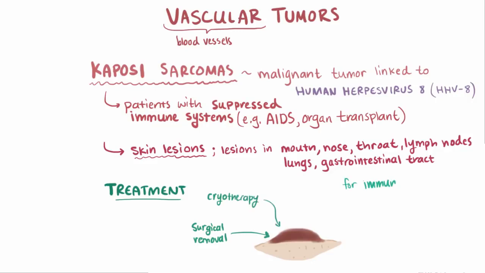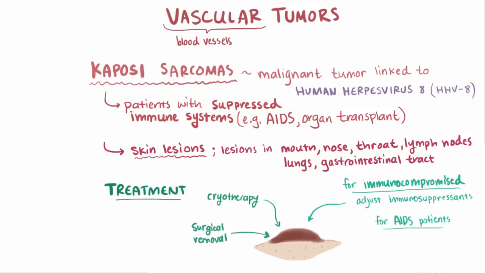But treating the disease in immunocompromised patients is a little more difficult. If someone's immune system is compromised because of drugs like corticosteroids, it might be necessary to adjust immunosuppressants and allow the immune system to recover. It's a lot harder to treat the disease in an AIDS patient whose immune system is severely compromised, so antiretroviral therapy is commonly used by patients to restore immunity. Radiation and chemotherapy are also treatment options.